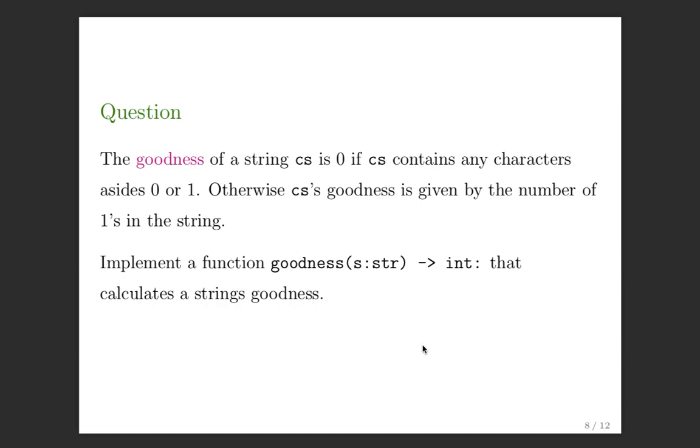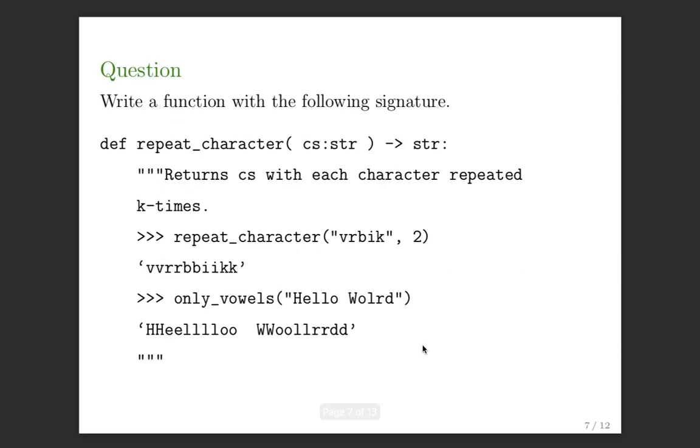So I've done a bunch. So how many have I left for you? Do this one. This is a good one, this repeat character one. So I want to give you a string and a number, and I want you to return me a new string which doubles everything. I don't know what this only vowels is. This should be repeat character.